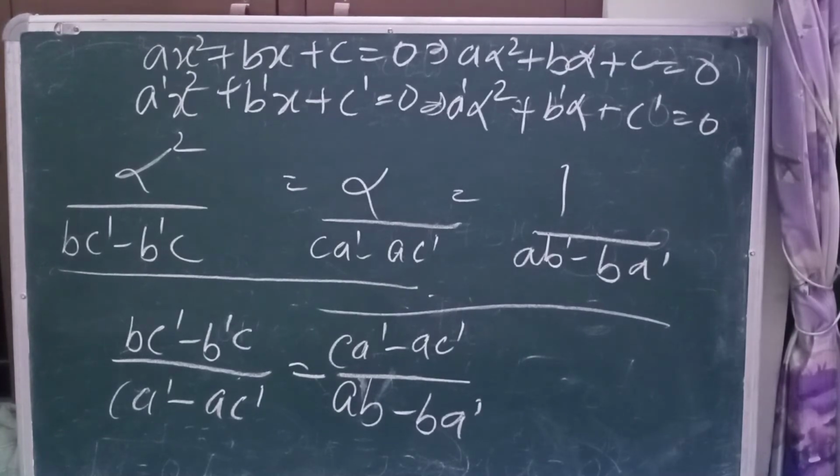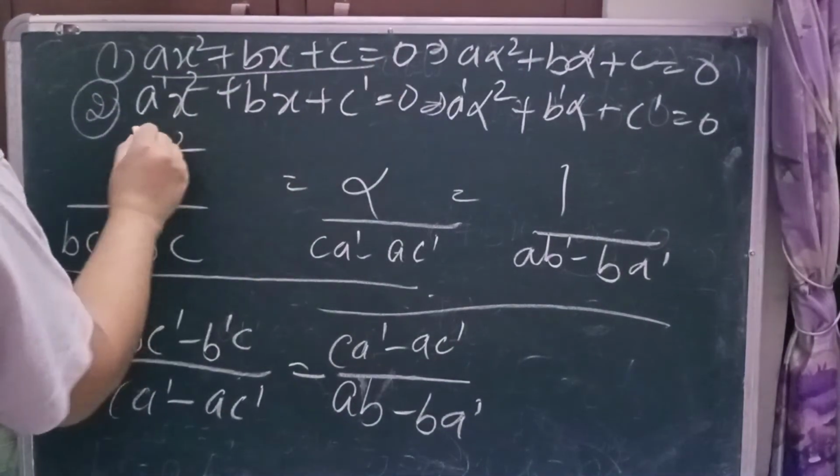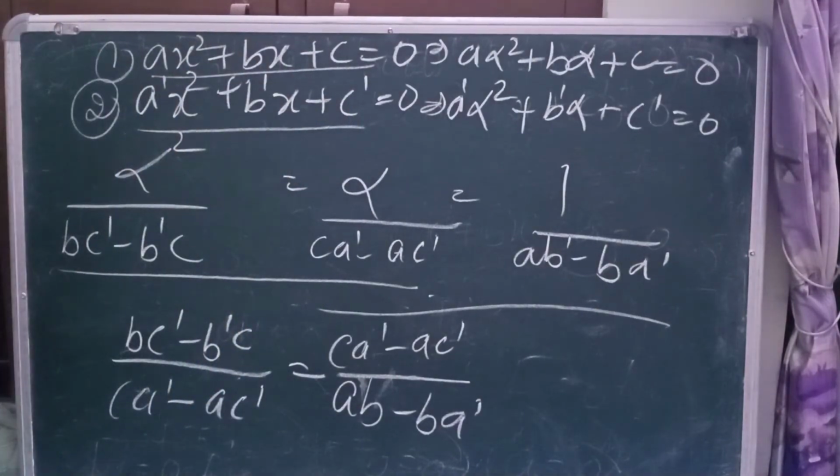Here I have taken two quadratic equations, ax square plus bx plus c, and another one, a dash x square plus b dash x plus c dash, equal to 0. Here we have two quadratic equations, and it is said that they have one common root. So that one common root I have taken as alpha. Let alpha be the one common root of both quadratic equations.